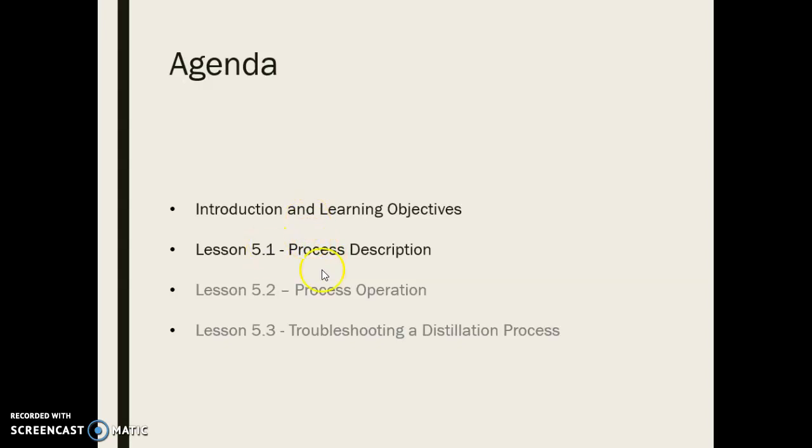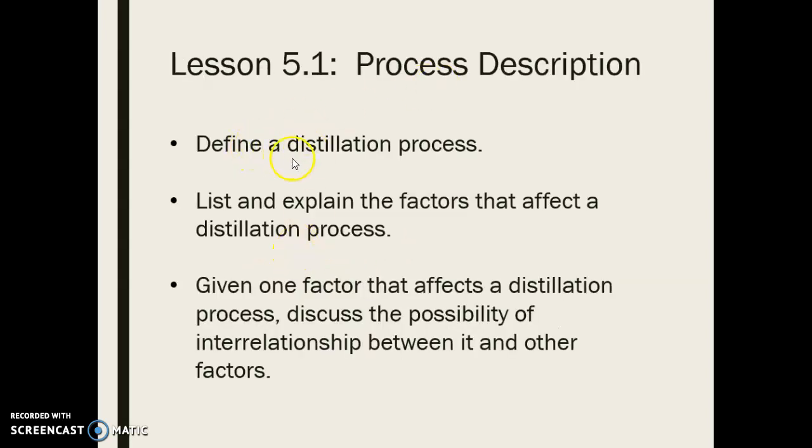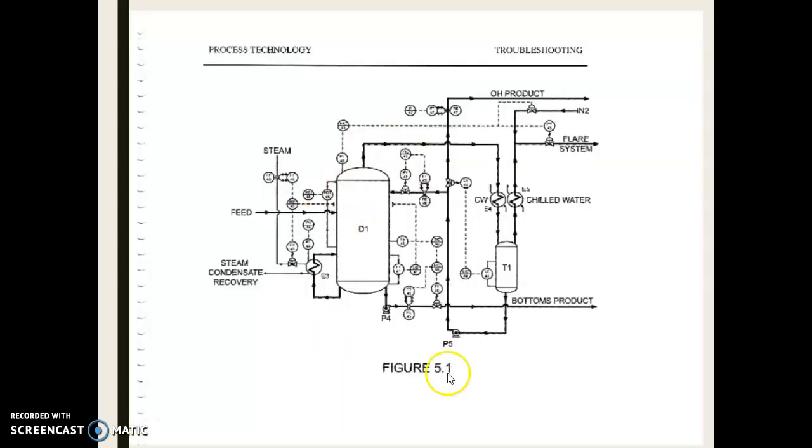Okay, so we're going to do process description. We're going to define a distillation process. In this also we will list and explain the factors that affect a distillation process. Also, given one factor that affects the distillation process, we will discuss what other interrelationships there are with the other factors. This is the schematic, figure 5.1 on page 5-27, and in there it lists all of these. You can see this picture.